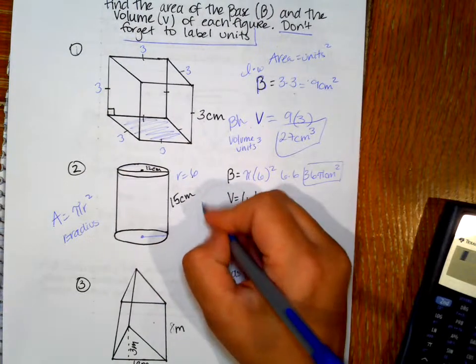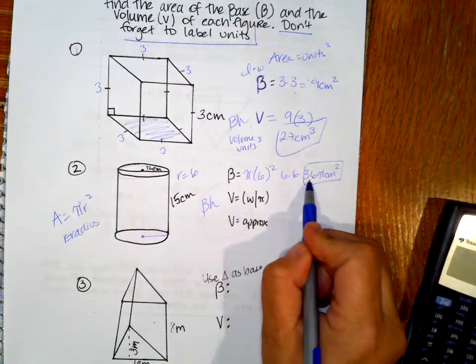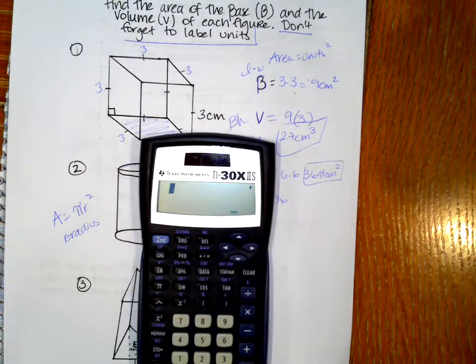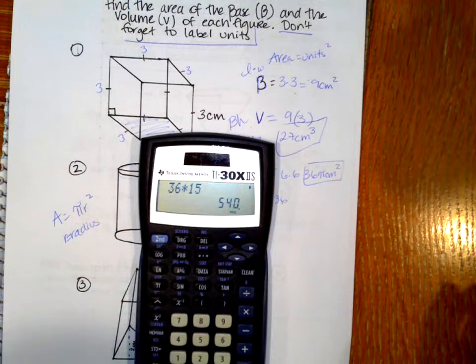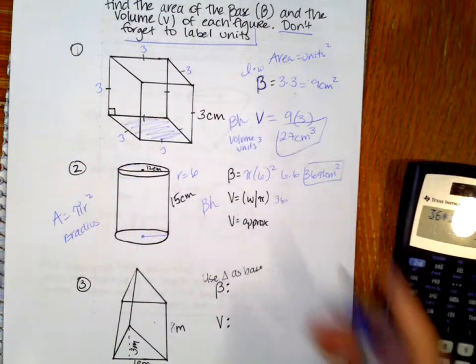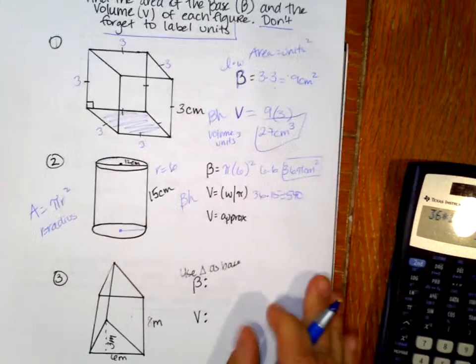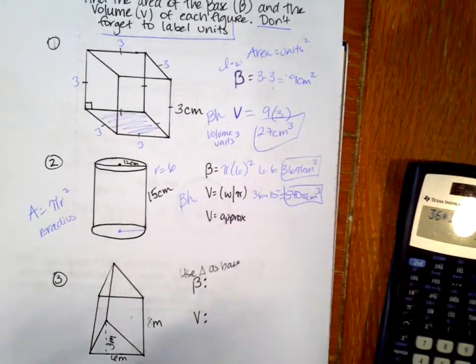And again, for this, it's the area of the base times the height. Your area of the base is 36. You're going to have a calculator. You may as well use it. 36 times 15, because that's your height, gets you 540. 540 pi centimeters cubed. There's your answer with respect to pi.